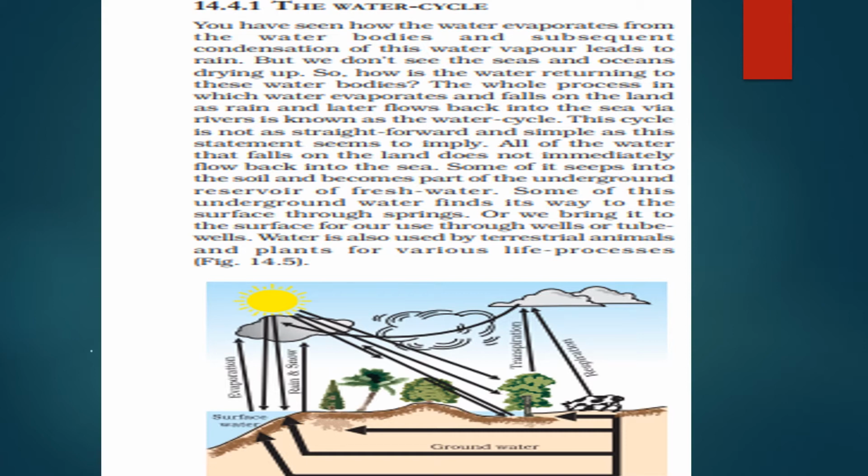Some of it seeps into the soil and becomes part of the underground reservoir of fresh water. Some of this underground water finds its way to the surface through springs, or we bring it to the surface for our use through wells or tubes. Water is also used by terrestrial animals and plants for various life processes.